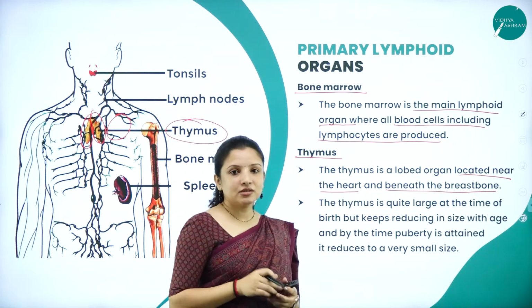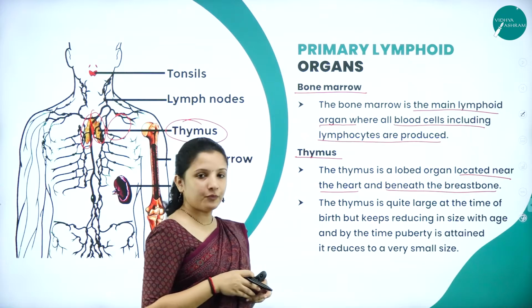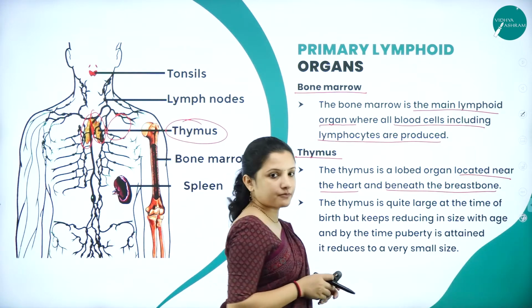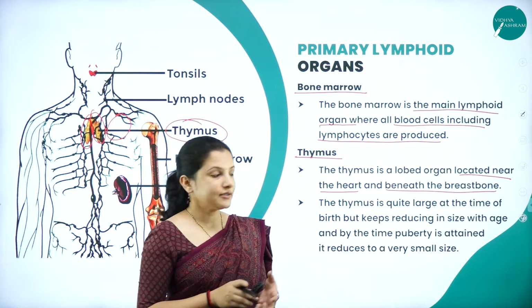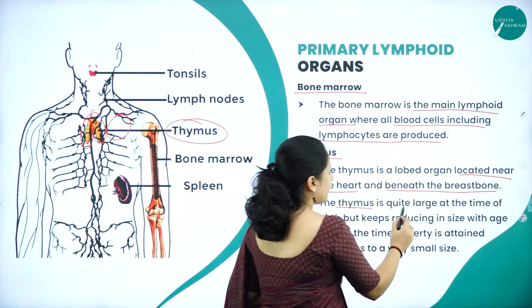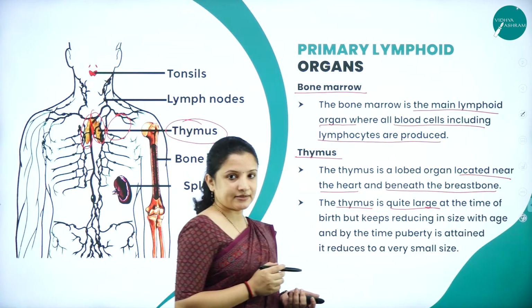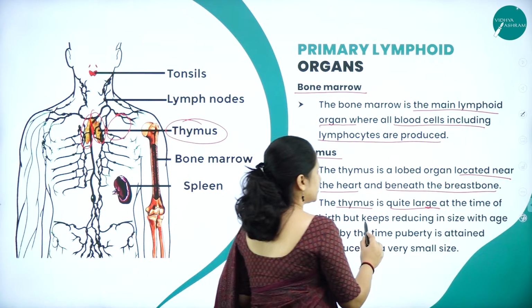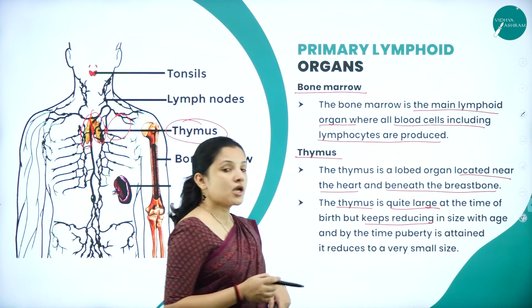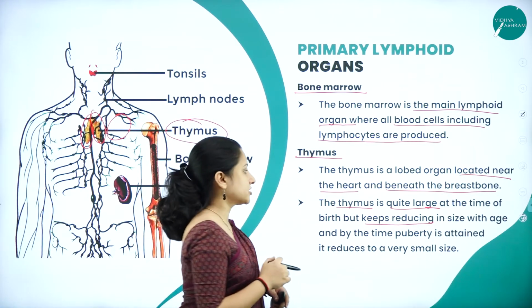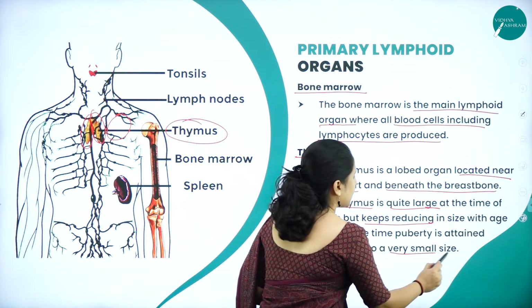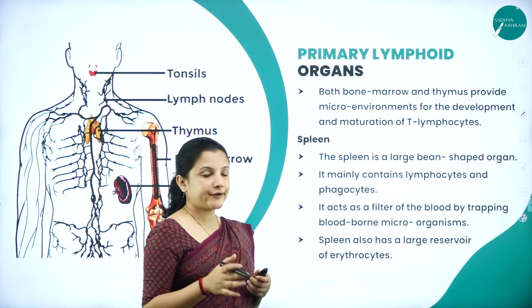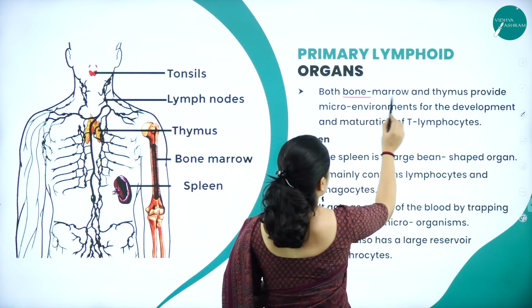The thymus is quite large at the time of birth, but it keeps on reducing in size with age. At the time of birth it is large, and as the person ages, the size of the thymus reduces. It keeps reducing with age, and by the time the person reaches puberty, it becomes very, very small in size.